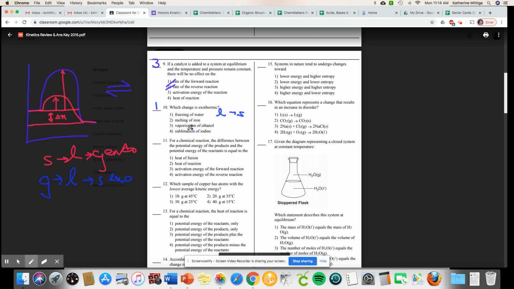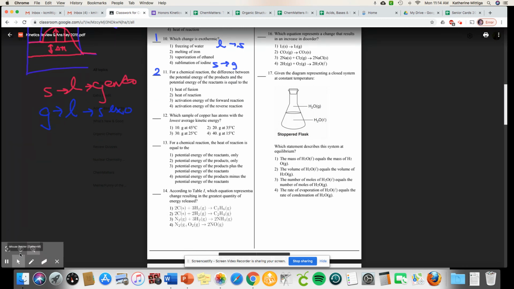Vaporization means to form a vapor, so liquid to gas. Sublimation, that's solid straight to the gas phase. For a chemical reaction, the difference between the PE of products and the PE of reactants, we just talked about that over here. That's called the heat of reaction. Heat of fusion is a constant we use during either solid to liquid, which is melting, or liquid to solid, which is freezing. So that's not it.